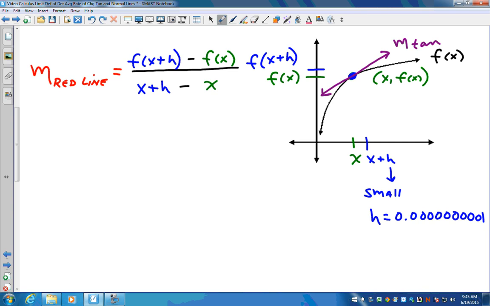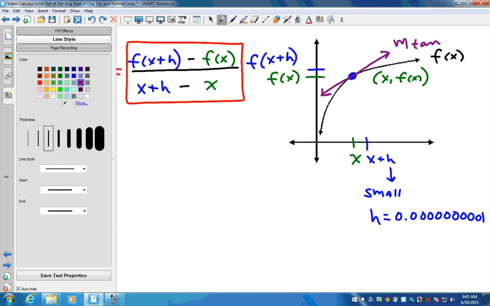Well, here's what they propose in calculus. The slope of that tangent line is still the same thing as we have up here. It's still that same formula, because we still do have 2 points, right? We have a blue point and we have a green point, but now they're on top of each other and h became 0.